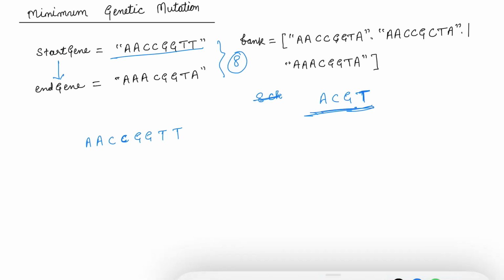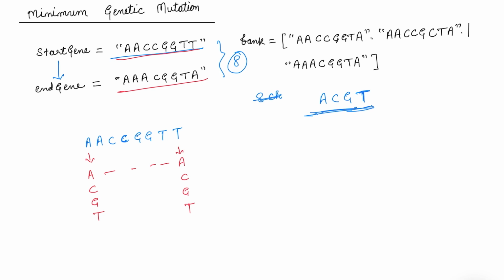So if we see the first character, it can go to A, C, G, or T. Like this, for all the characters, it can go to A, C, G, and T. So we have to check each character of this start gene. That means after each mutation, we will have to check that mutation, and check whether it is available inside the bank or not. If it is available inside the bank, then we can mutate for the next step of mutation. So see here, this is the start gene AACCGGTT, and this is the final end gene.